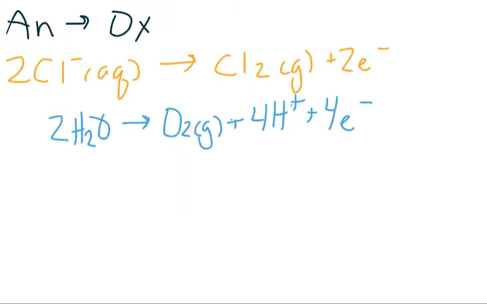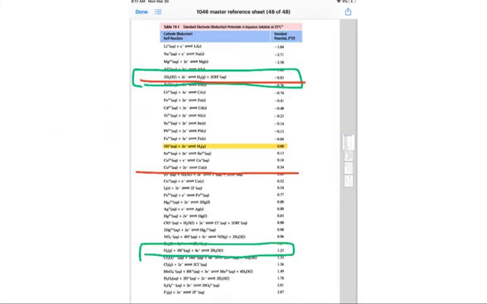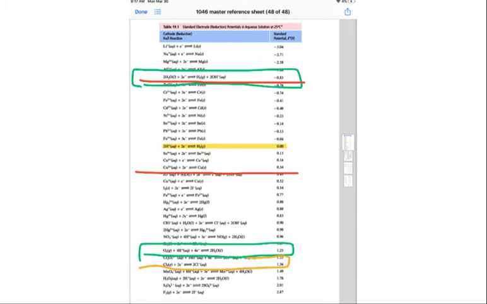Okay, so these are the possible reactions we decided that could happen at our anode. To determine which one actually happens, we go to our reference sheet, and we're looking for chloride turning into chlorine. You can find this here, but notice that this reaction is written backwards, and then the other one is here, which is also written backwards.